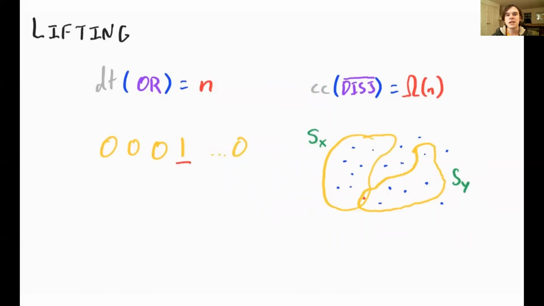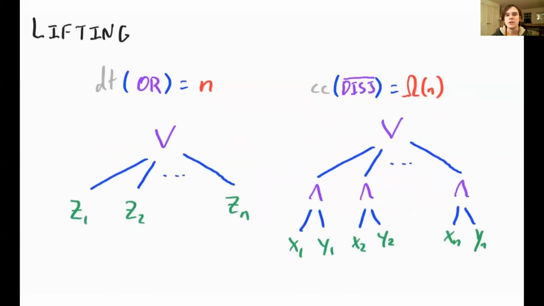So what connection does this have to the OR function? Well, in the OR function, we've got n bits, and we want to check if any of them is 1. And in disjointness, we have n elements, and we want to check if any of them is an overlap point. So if we just look at them in logical form, disjointness becomes the same as the OR function, but we replace each of our original variables, z_i, with a little AND over one of Alice's bits, x_i, and one of Bob's bits, y_i.